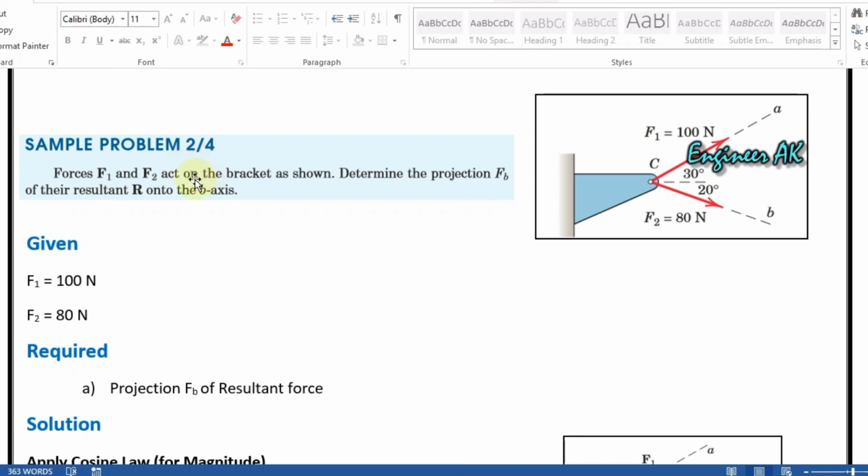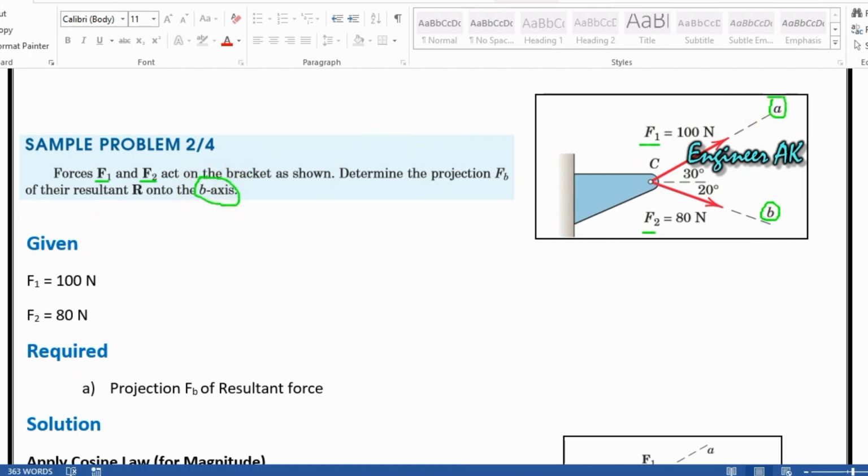So let's get started. Here in the question it is said that forces F1 and F2 are on the bracket as shown. This is a bracket, and these forces F1 and F2 are acting on it. Determine the projection FB of the resultant R onto the b axis. So what we have to do is find the resultant of these two forces, and then the projection of it on this b axis. This is the a axis, and in the question it is given that we need its projection on the b axis.